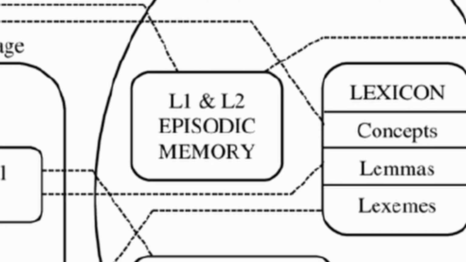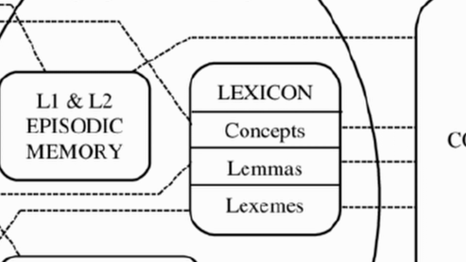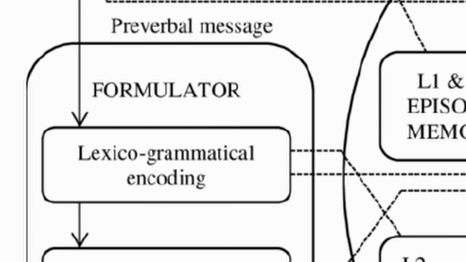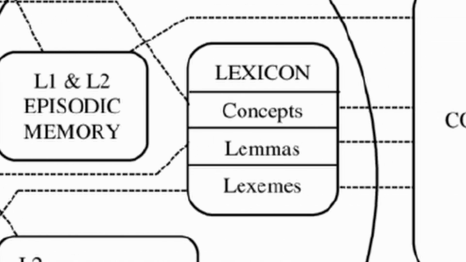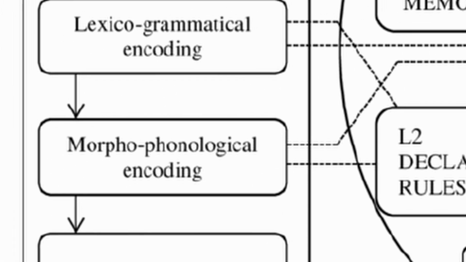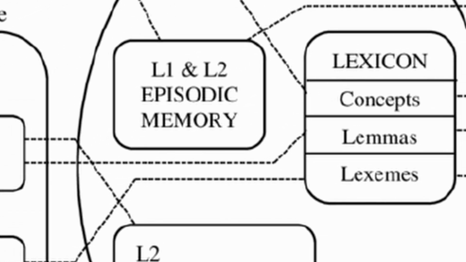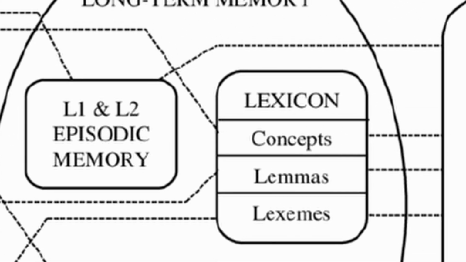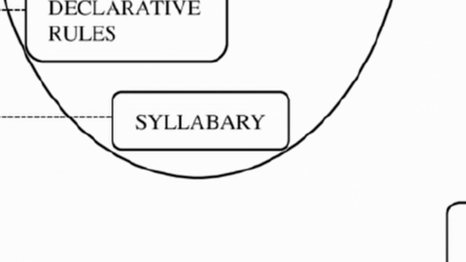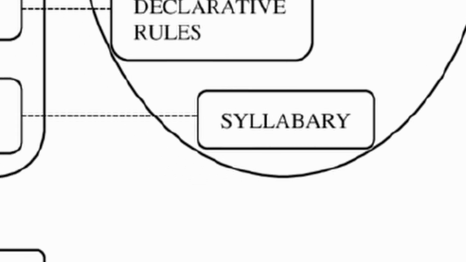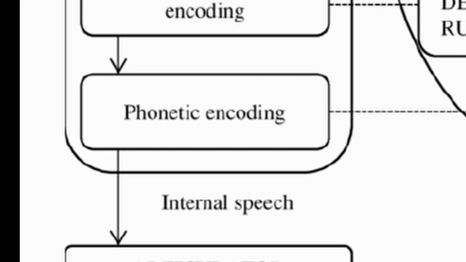After this, we have the lexicon, which is divided into 3 sub-processes. The concepts, which also affect the conceptualizer; the lemmas, which affect the lexicogrammatical encoding because it's the storage of words that we have in our memory; and the lexemes, which relate to morphophonological encoding because they are the repository of our syntactic and morphonological characteristics. Following with the memories, we have the syllabary, which is the storage of every sound we know in the chosen language, directly affecting how phonetic encoding will work.